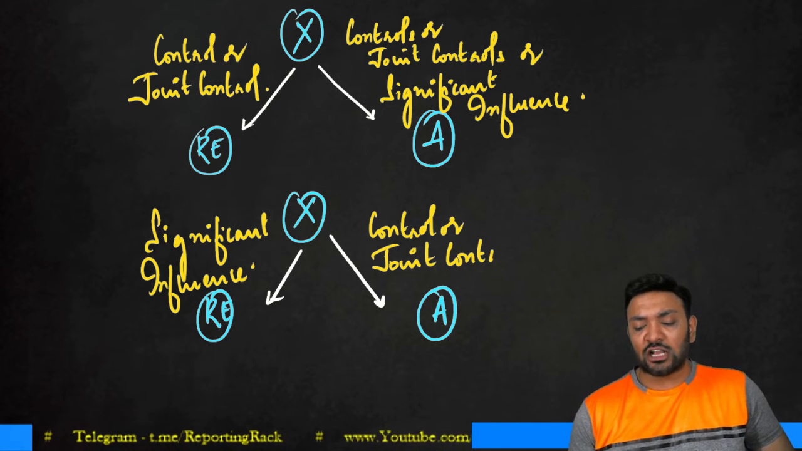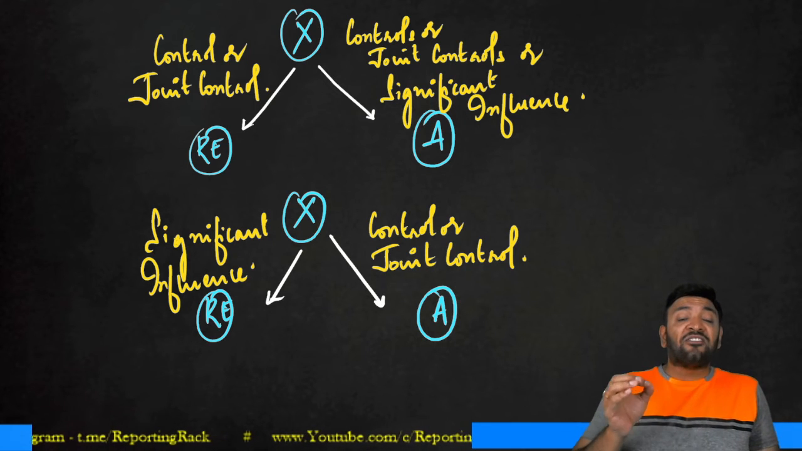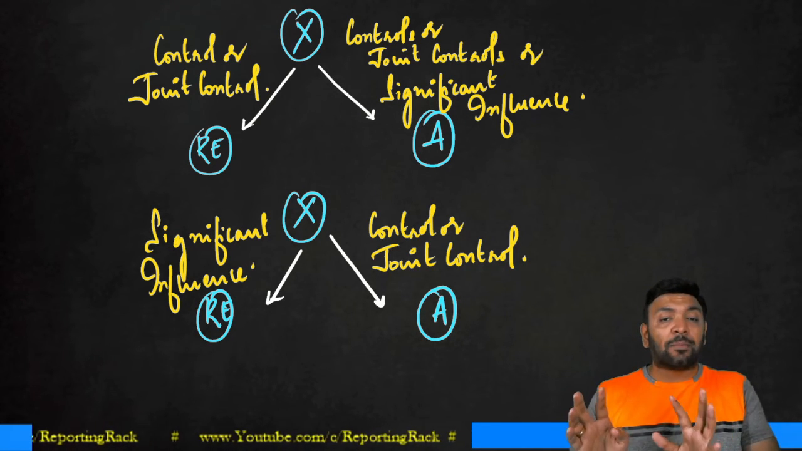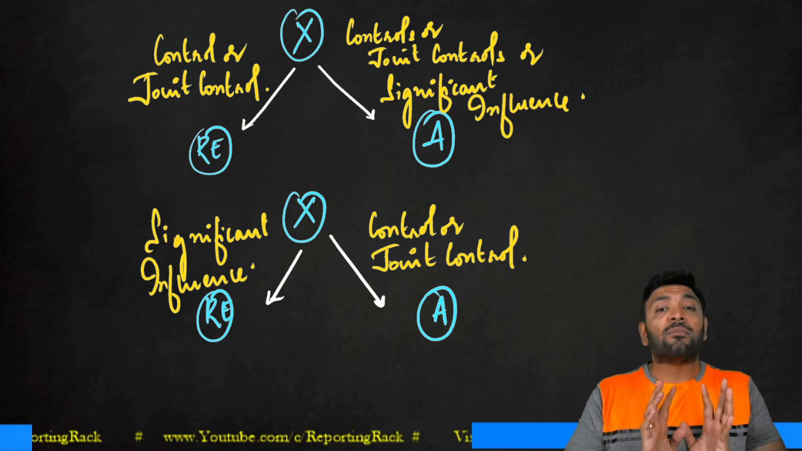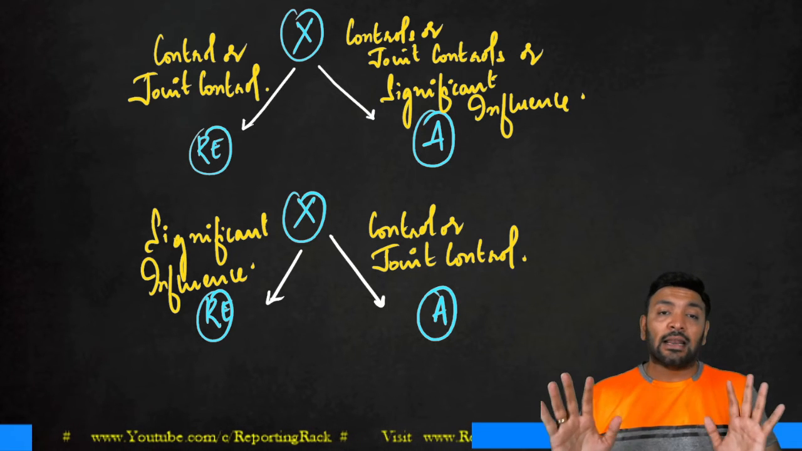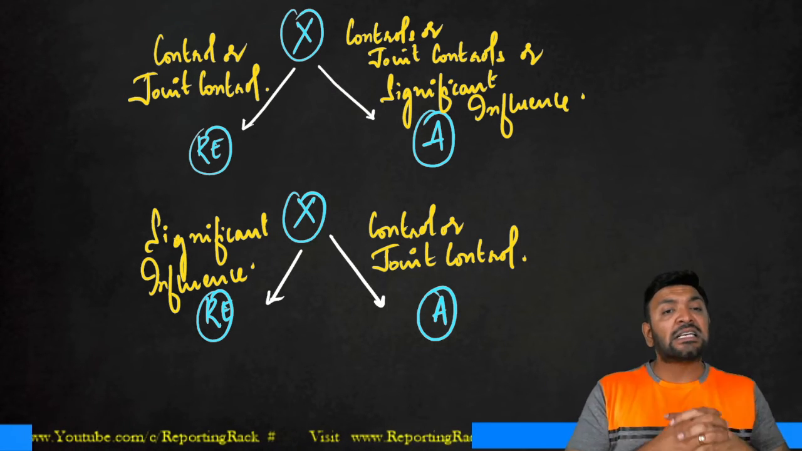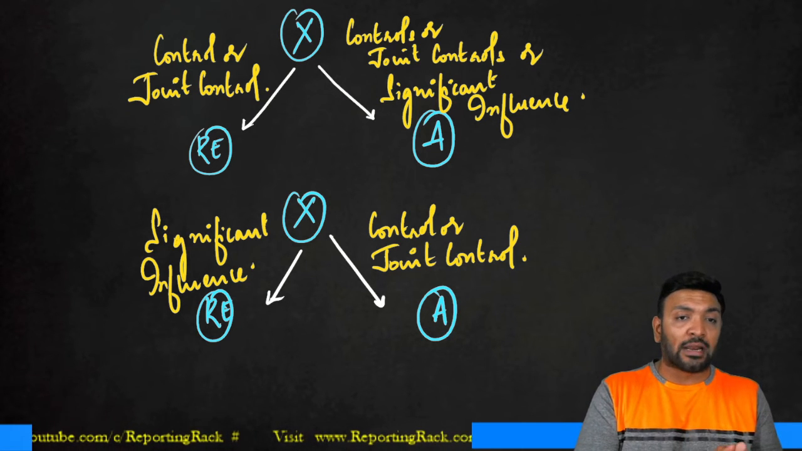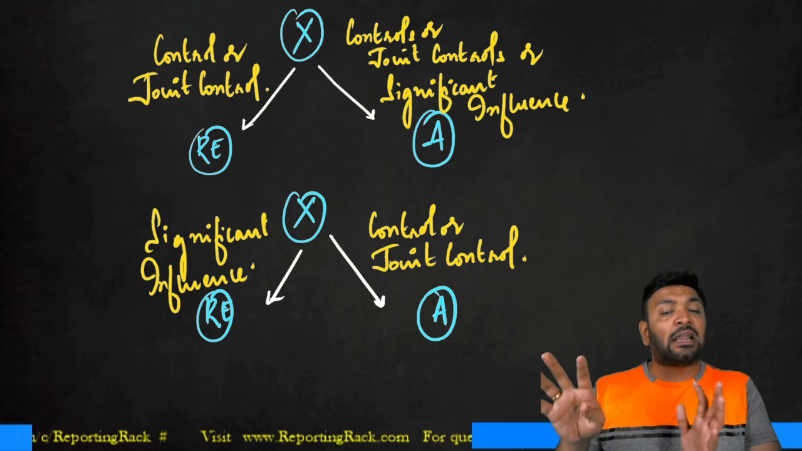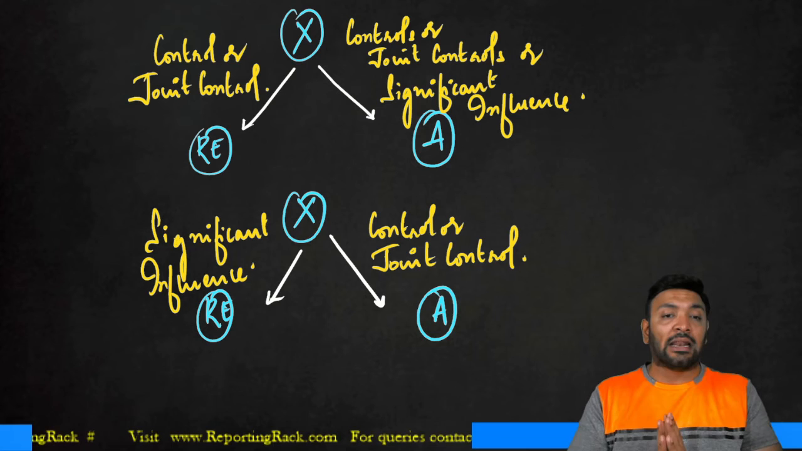Significant influence concept does not come up in the second case, because if I write significant influence, then the reporting enterprise and enterprise A both will be under common significant influence. Common significant influence cannot be considered to be related party. So for me to call it a related party, if X has a control or a joint control over the reporting enterprise, then they can either control or jointly control or have a significant influence over the other enterprise to make this other enterprise related to the reporting enterprise.